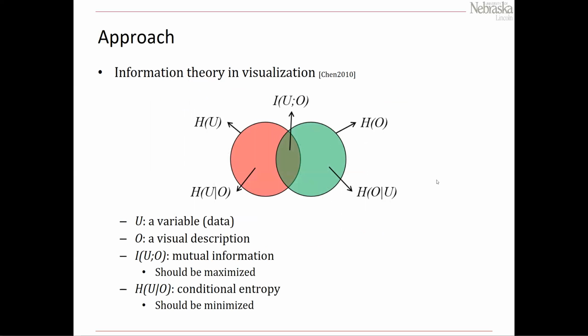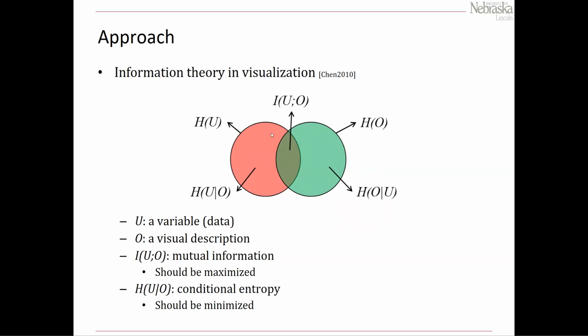The second metric is built based on information theory in visualization. This diagram shows the relationship between the data and the visualization. The red circle represents a random variable, or you can regard it as the data.